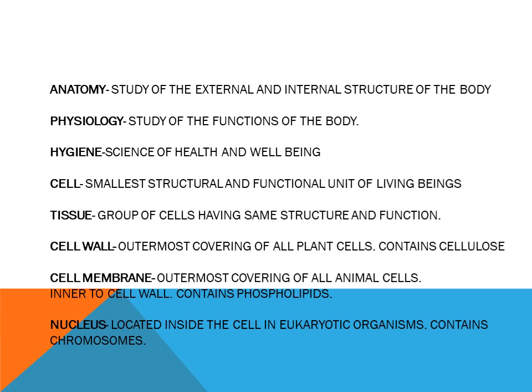Cell wall, it's the outermost covering of all plant cells and it contains cellulose. Remember, only plant cells have cell wall, animal cells do not. The cell membrane, it is the outermost covering of all animal cells. It is inner to the cell wall in plant cells. It contains phospholipids. Nucleus, it's located inside the cell in eukaryotic organisms, contains chromosomes.